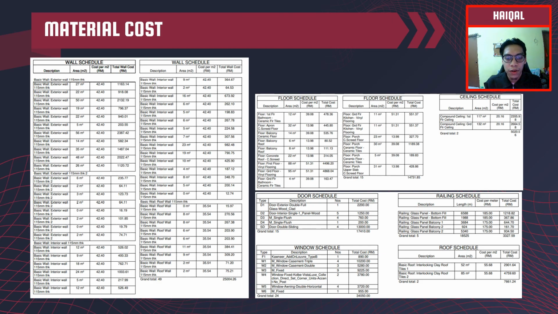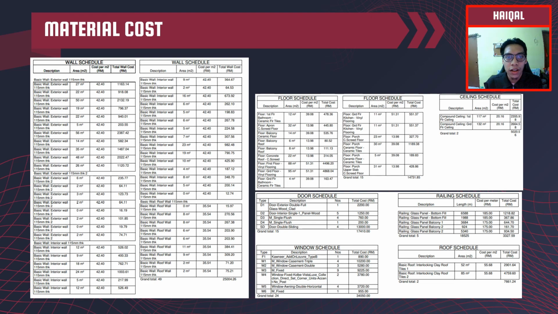double full glass wood clad, single panel wood door, single flush door, and double sliding door. The cost of the door is measured per unit and the total cost for the door is RM17,410. For the window, there are triple casement window, double casement window, and fixed window. The total cost for the window is RM34,050.